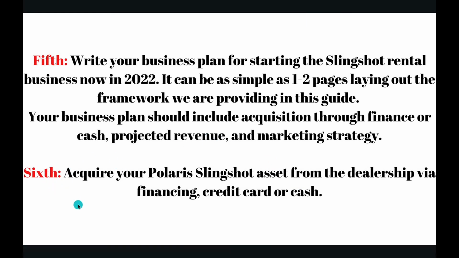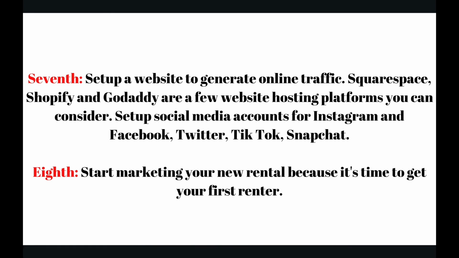All right, number 6. You're going to acquire your Polaris Slingshot asset from the dealership either through cash, financing, or credit card, and then you are going to set up a website to generate online traffic. So, presence is very, very important. The first thing you want to do is either get a landing page or get a website. And people are actually going to be able to book and reserve on your website. So you can use companies like Squarespace, Shopify, or GoDaddy. Those are just a few.